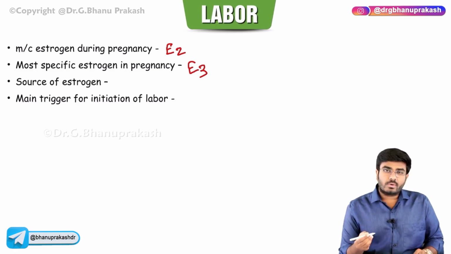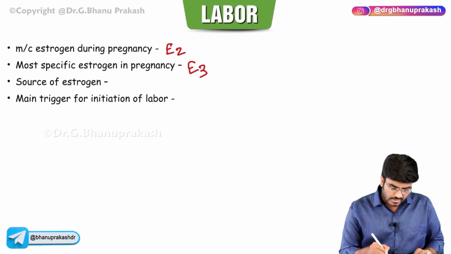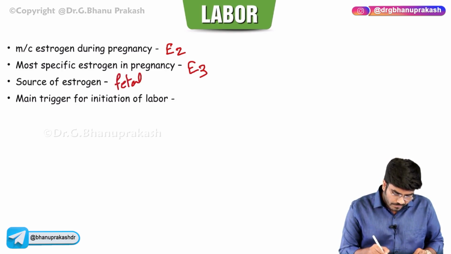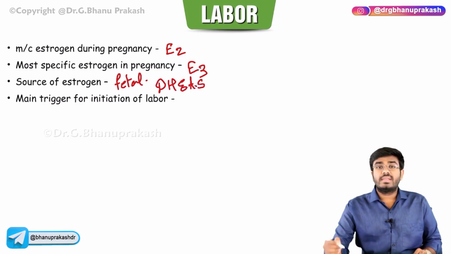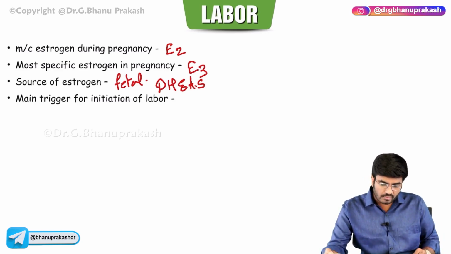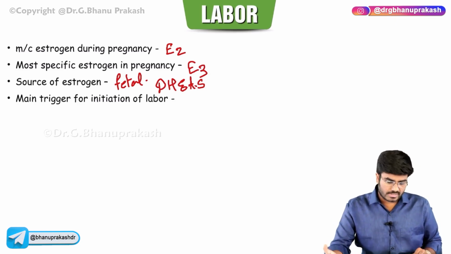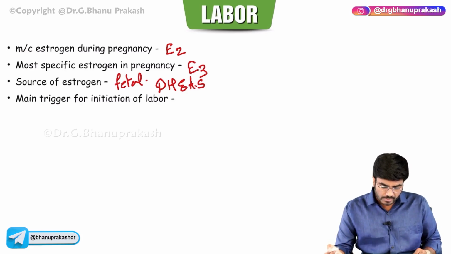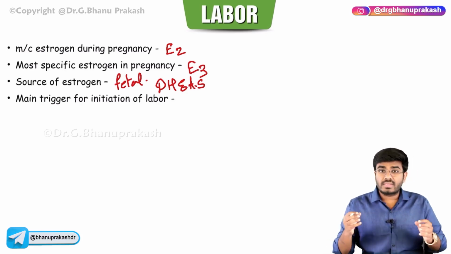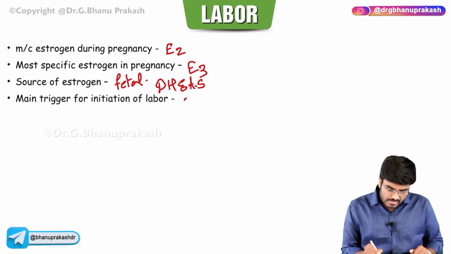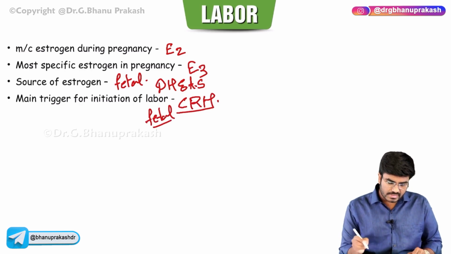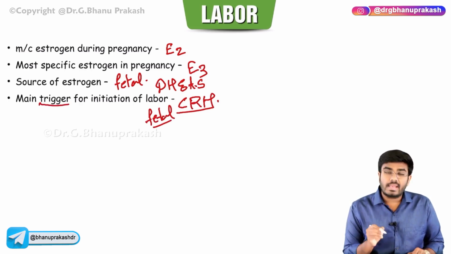So, the raw material for the production of estrogen is fetal dehydroepiandrosterone sulfate, DHEAS. So dehydroepiandrosterone from the fetal adrenal glands will be used by the placenta for the production of estrogens. The main trigger for initiation of labor, for kick-starting the labor, is CRH, corticotropin releasing hormone from the fetus. Fetal CRH is the one which triggers the labor.